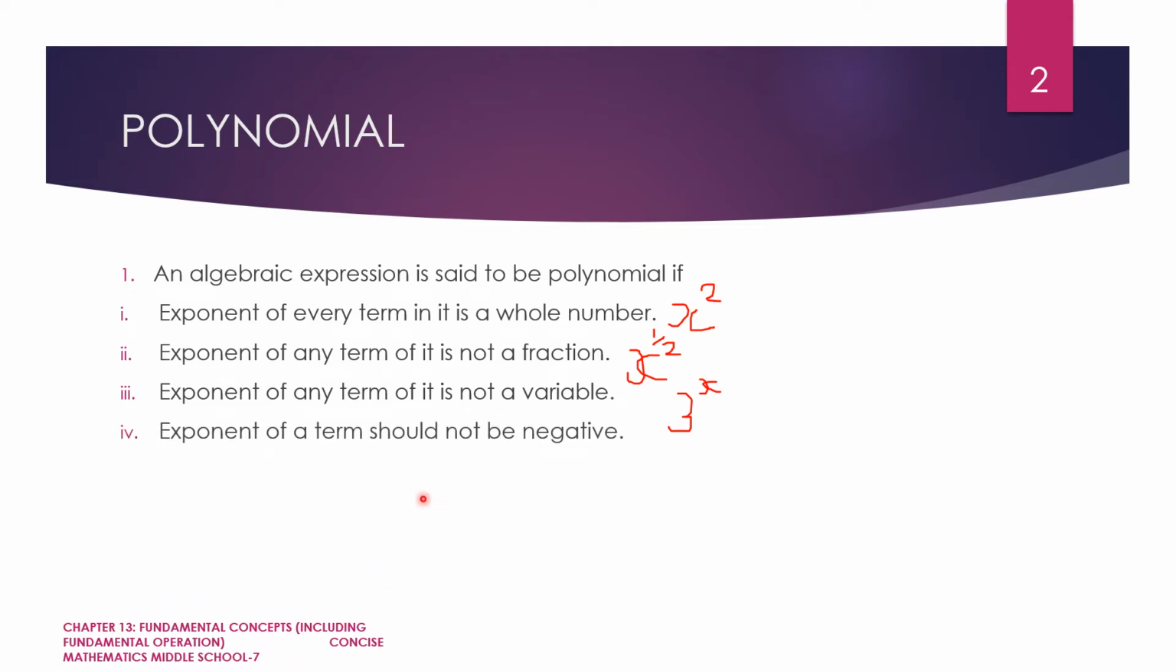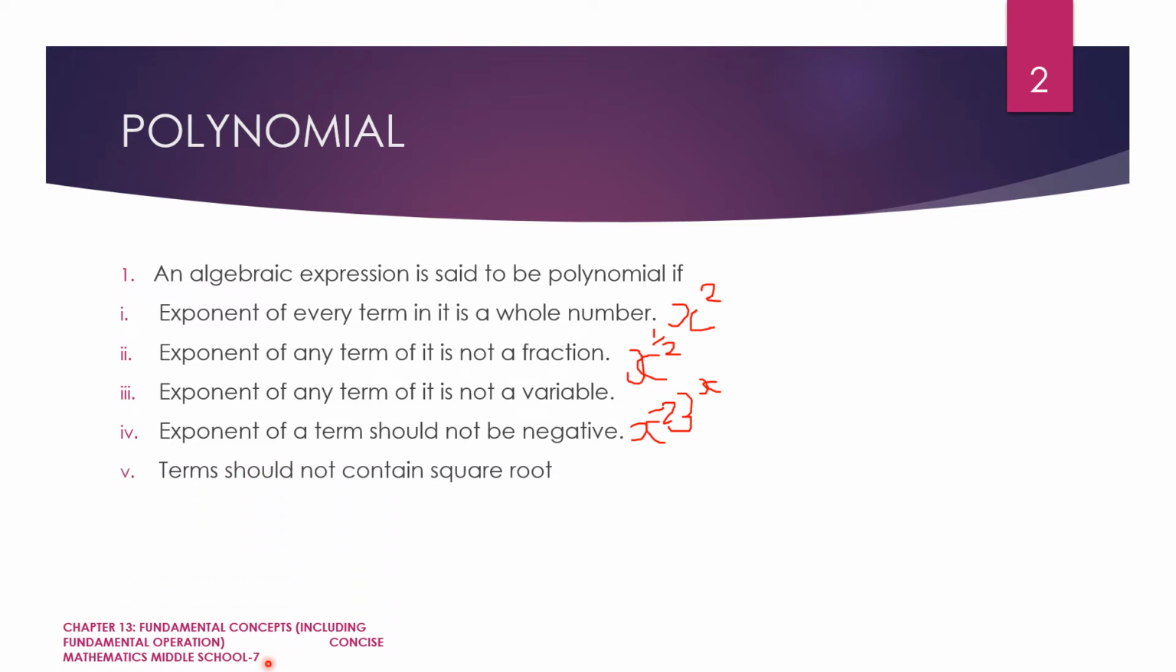Exponent of a term should not be negative. So the power should not be negative. That means x to the power of minus 2. It should not be like this. x to the power of minus 2. It should not be like this.